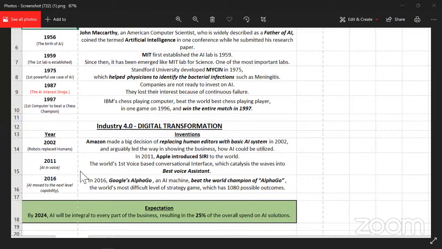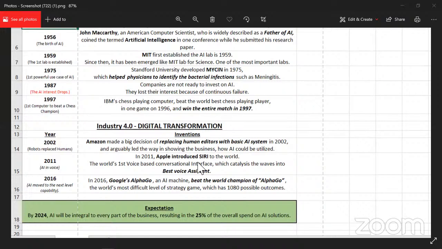So let us get into this particular part. Now, in 2011, AI in voice. In 2011, Apple introduced Siri, the world's first voice-based conversational interface, which catalyzed the wave of voice assistants. Most of us are using Apple. We are speaking to Siri: hey Siri, play me one pop song. It is just understanding it and playing it to me.